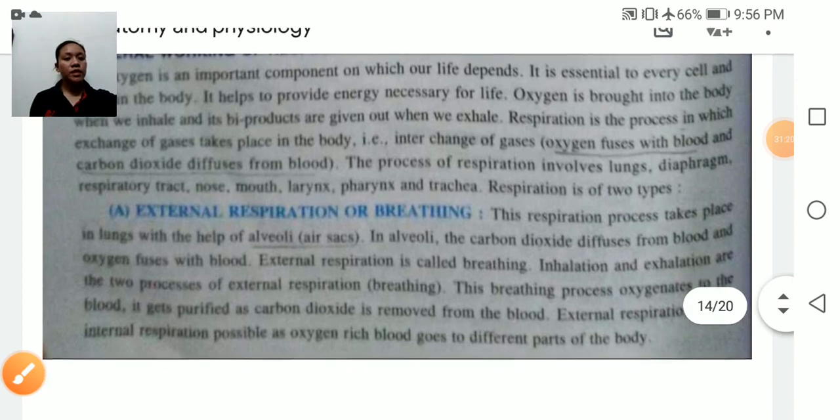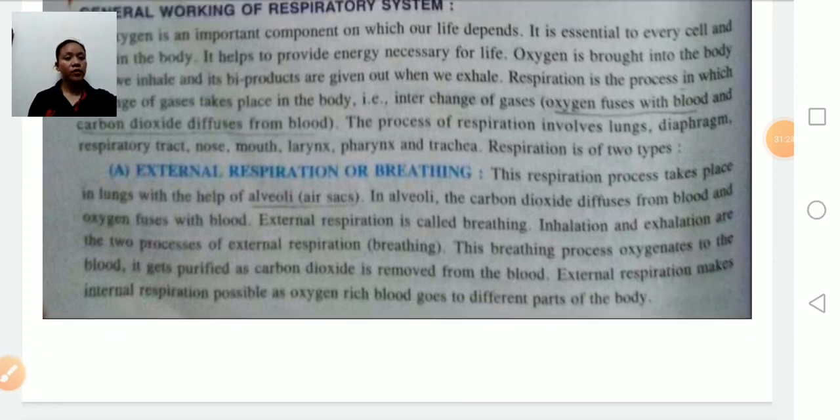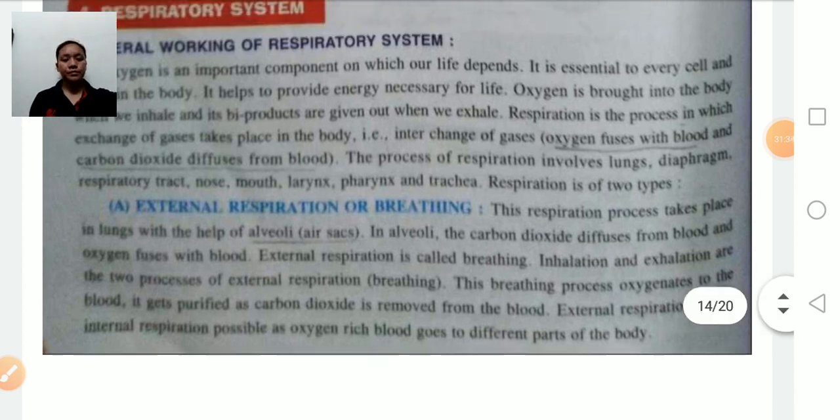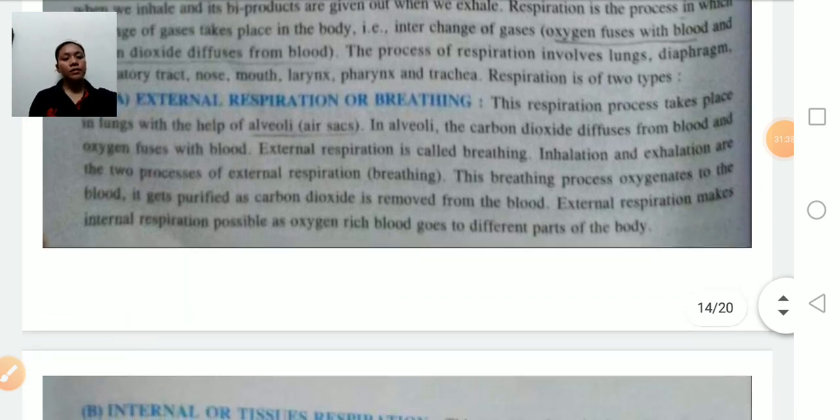The process of respiration involves the lungs, diaphragm, respiratory tract, nose, mouth, larynx, pharynx, and trachea. Respiration is of two types: internal respiration and external respiration.